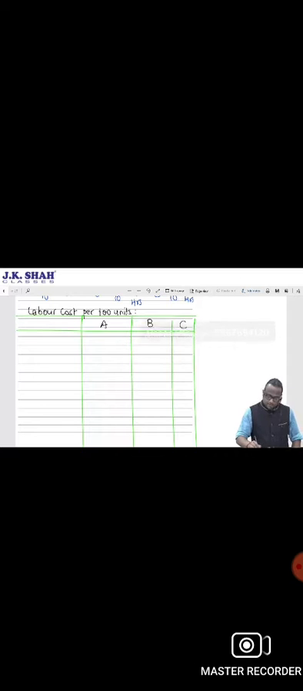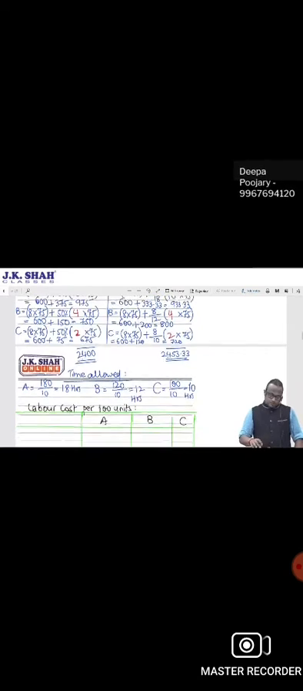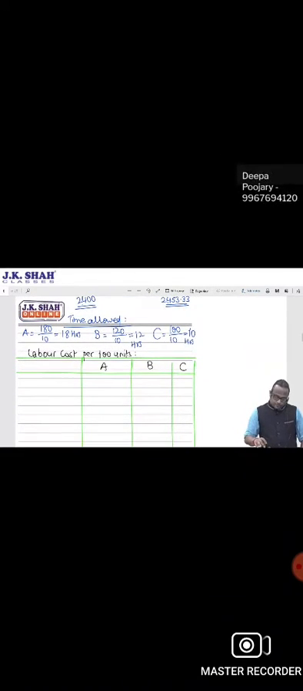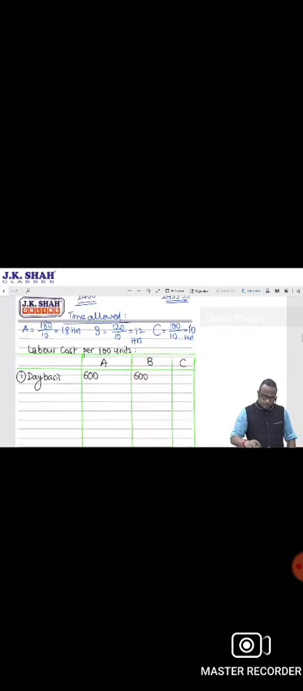Your next part is going to be labor cost per 100 units for A, B, and C. Let's do it by the first method. First one, day basis. According to day basis, each worker has earned 600.